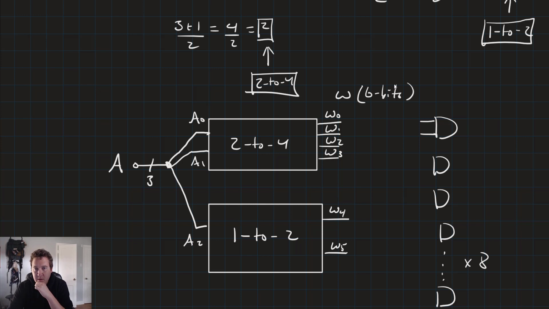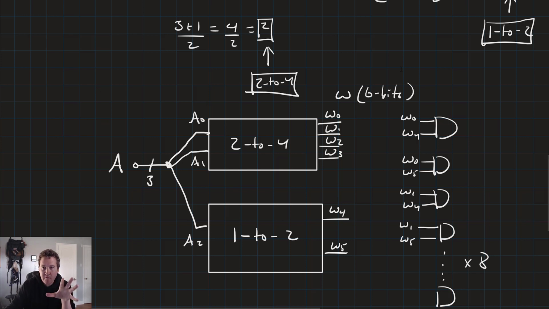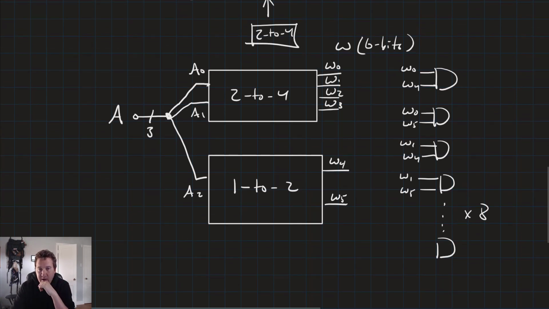And the first one will be wire 0 and wire 4. Then we'll have wire 0 and wire 5, and then wire 1 and wire 4, and wire 1 and wire 5. Remember, the goal is to just get every possible combination of the outputs, wire 5 all the way down until we have wire 3 and wire 5.